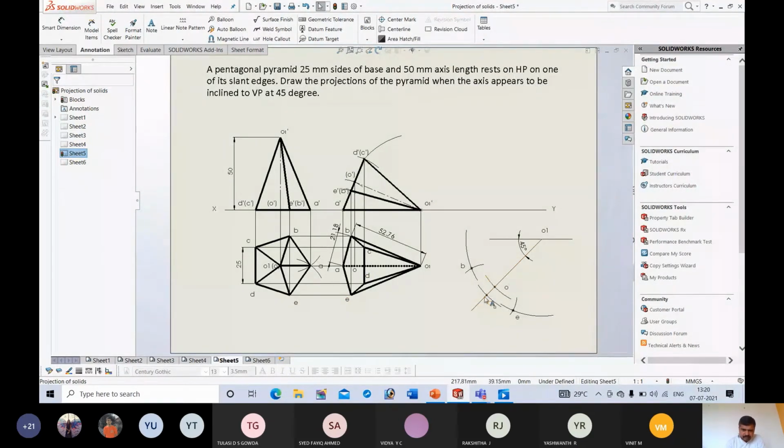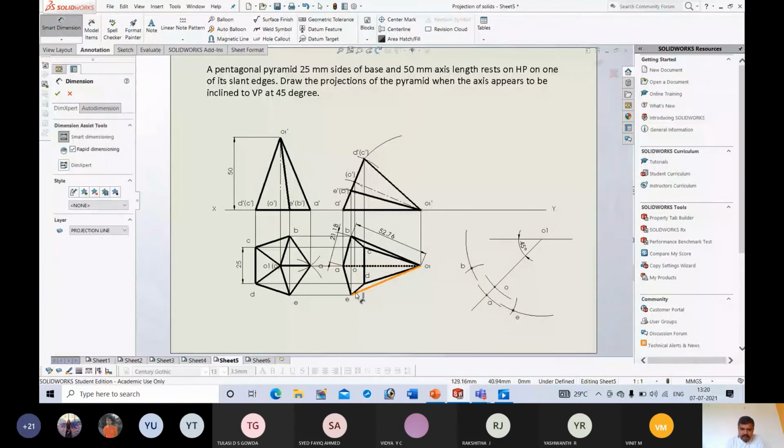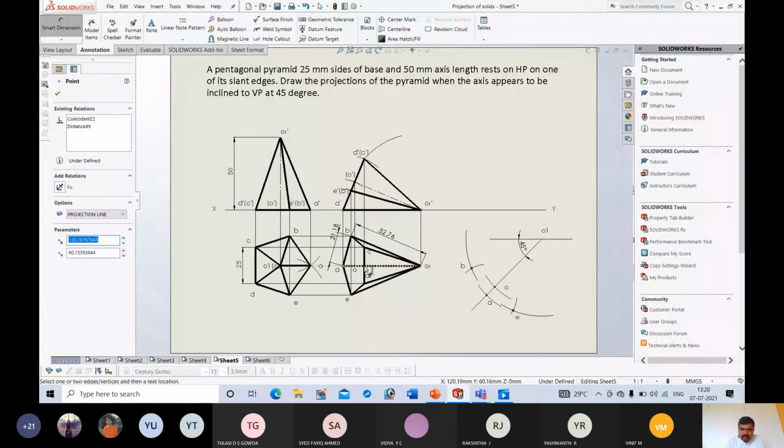So I will consider the line CD. Line CD is perpendicular to line O1A, which I have already drawn. So I should draw a line perpendicular to O1A, and where I draw this perpendicular line will be decided by the radial distance between point A and this point. First, I will measure the radial distance between A and this point on line CD.